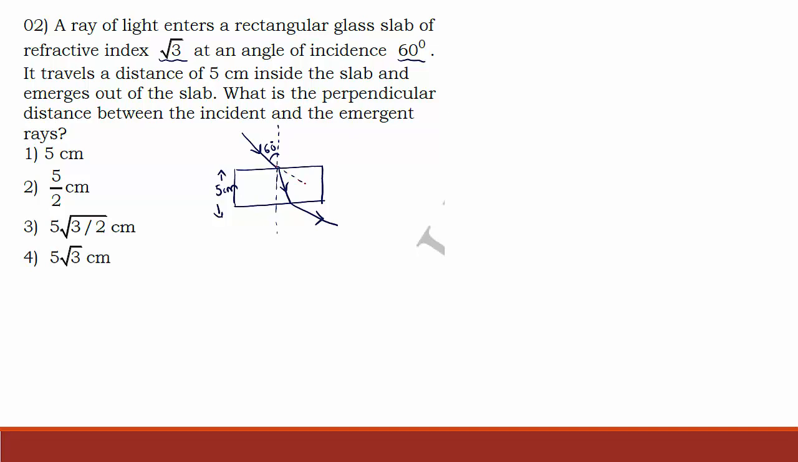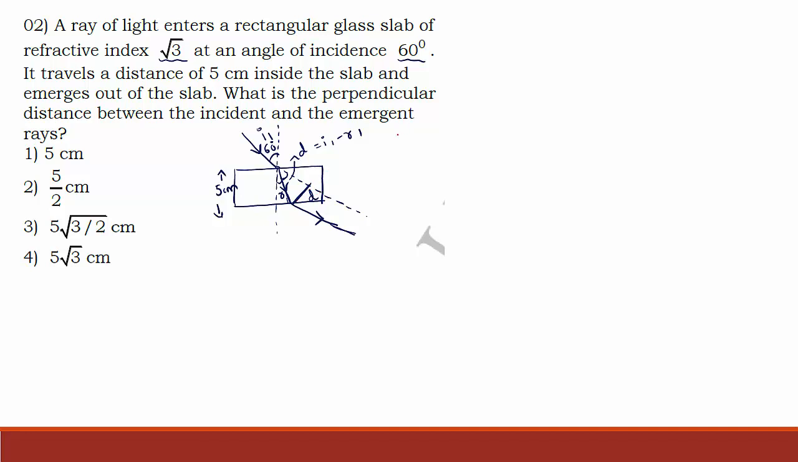So this is the direction of the incident ray and this is the emergent ray. We have to find the perpendicular distance between them. This is the angle of refraction and this is the angle of deviation. Let us take this as I1 and this as R1, so the angle of deviation will be I1 minus R1. And this is the perpendicular distance, let us take it as D.